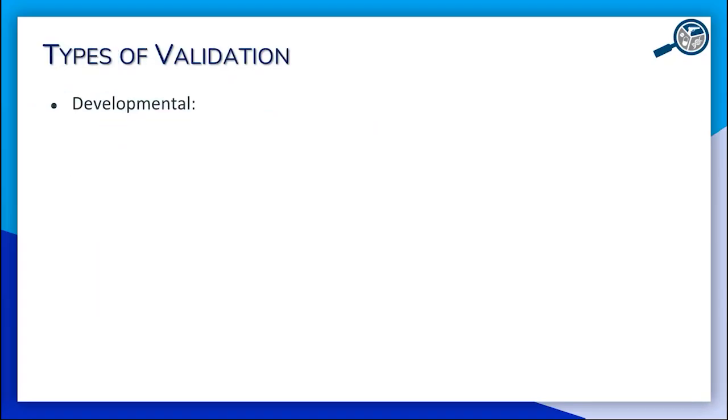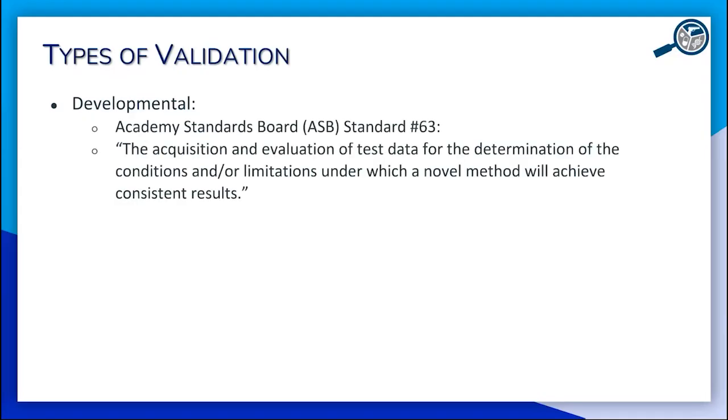So in general, the forensic literature talks about two types of validation. Alan's going to talk more about this in a little bit, but I'll just provide some general definitions. The first type is what's called developmental validation. And the standards I talked about earlier have a definition for this: the acquisition and evaluation of test data for the determination of the conditions and or limitations under which a novel method will achieve consistent results.